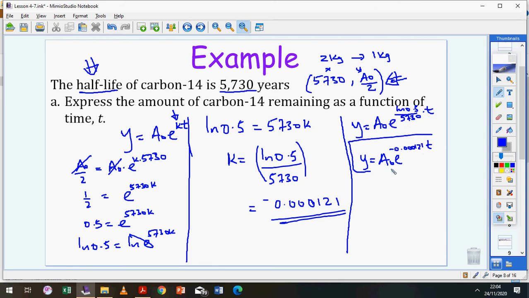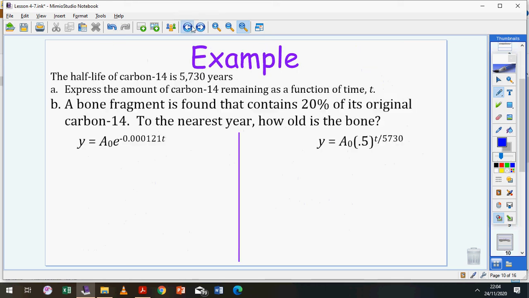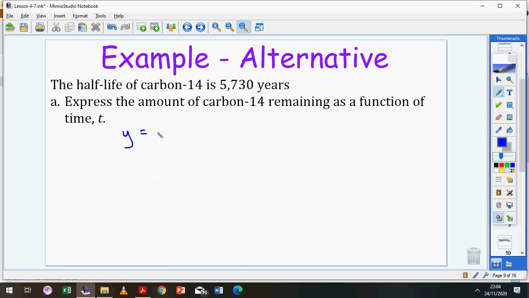Okay. So the alternative, if the half-life of carbon-14 is those many years, the alternative: am I able to think about this in the same way that I thought about the other example earlier? Let's see. Because in that same way, it was y is equal to a, which is the initial value, times the growth factor to the power t, right? So am I able to think about it like that?